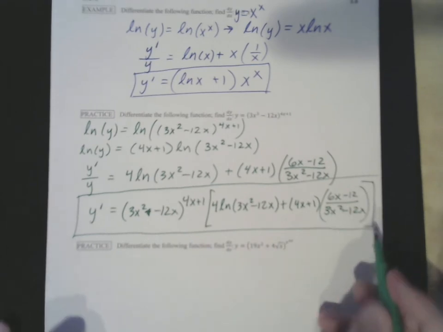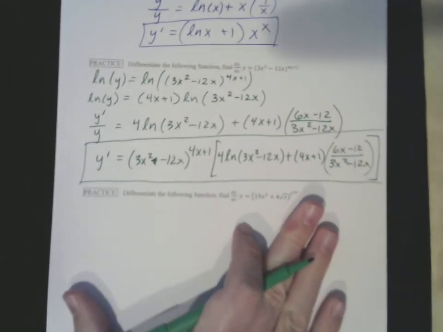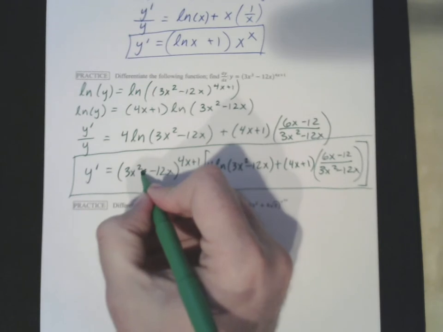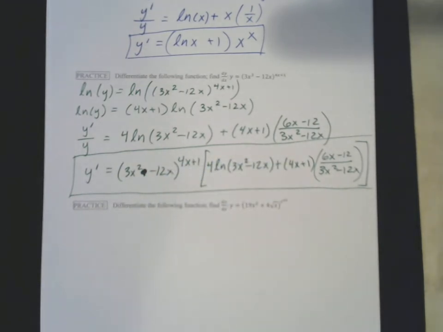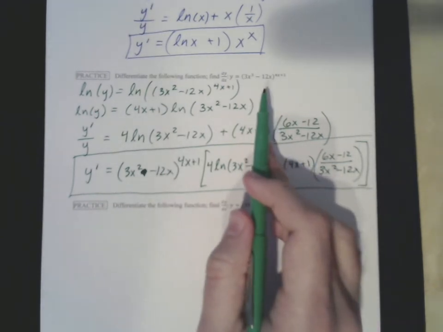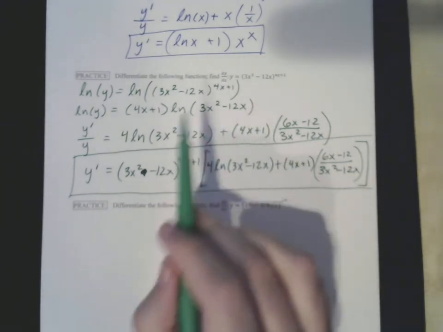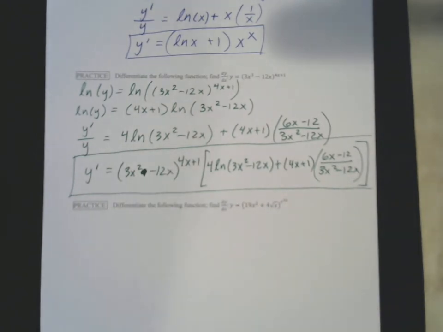Again, you could simplify this, but we don't need to. It just opens us up to more errors. But that would be our derivative. Now there's no way to take the derivative of this function of tower functions in general without logarithmic differentiation. So if you're wondering, do I have to do this? The answer is yes, you do.